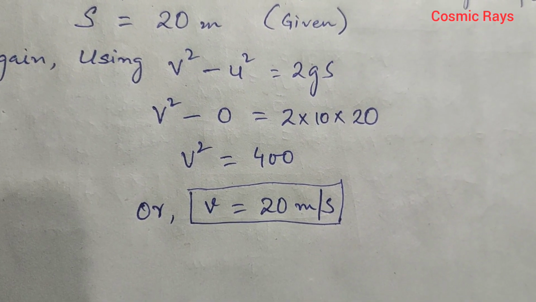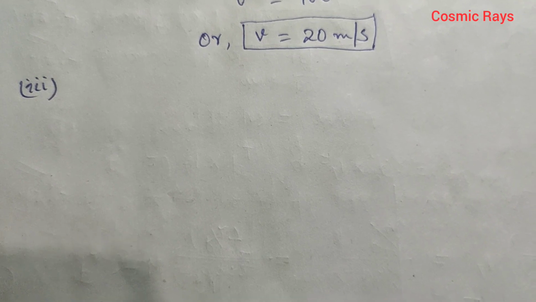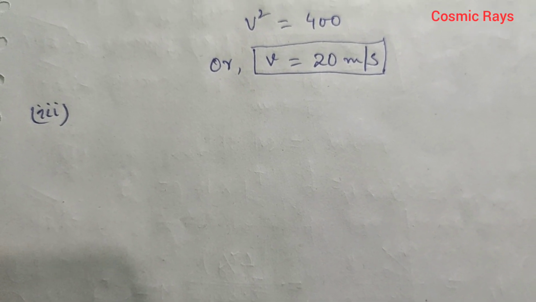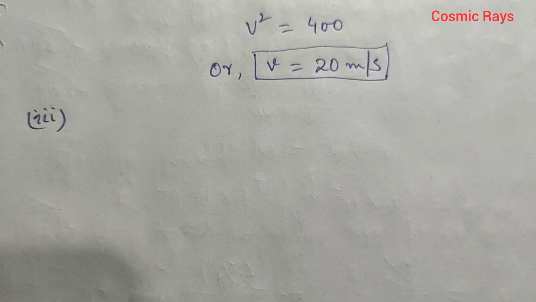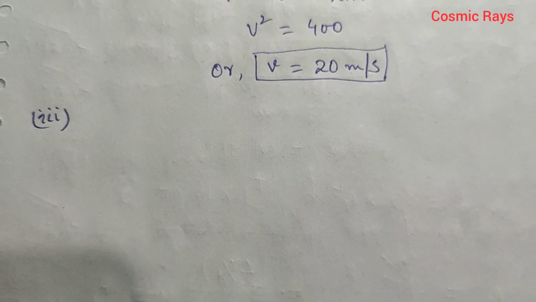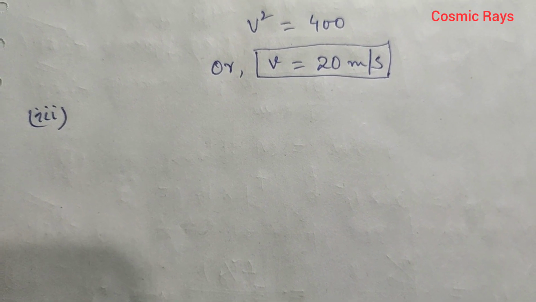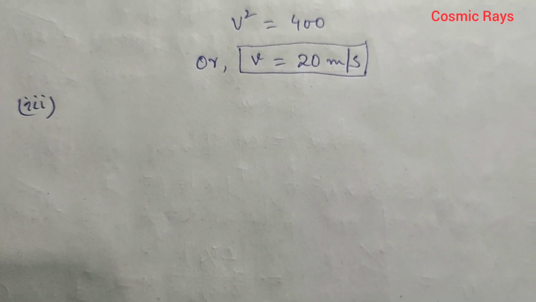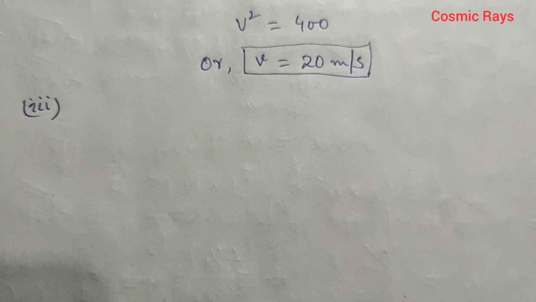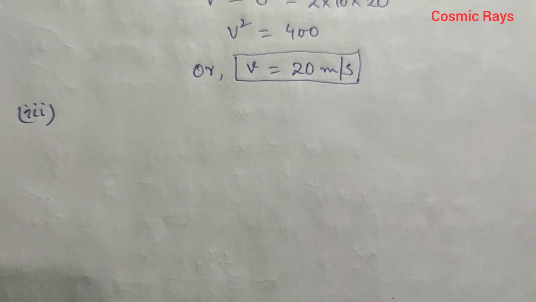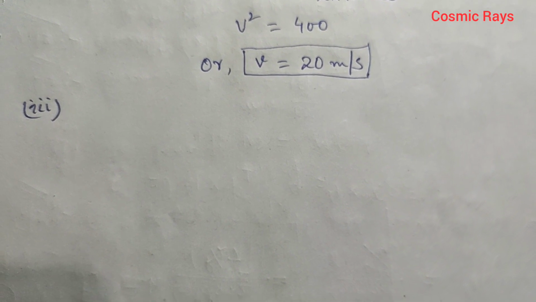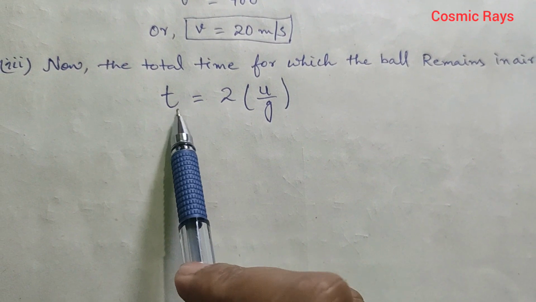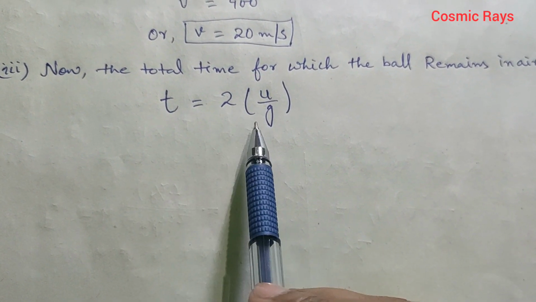Now the third part of the question. For the third part, we have to find out the total time for which the ball remains in the air. So we will be using the equation t equal to u upon g, but here the total time will be twice. Once for the ball or the body to go up, and then when it comes down. So we will simply find u upon g and multiply it by 2. So the total time for which the ball remains in air, time is equal to 2u upon g.